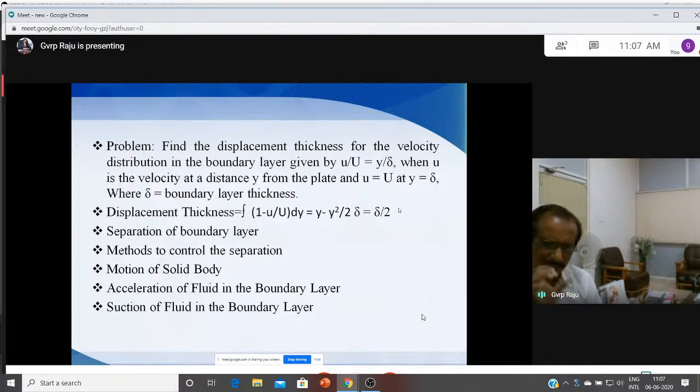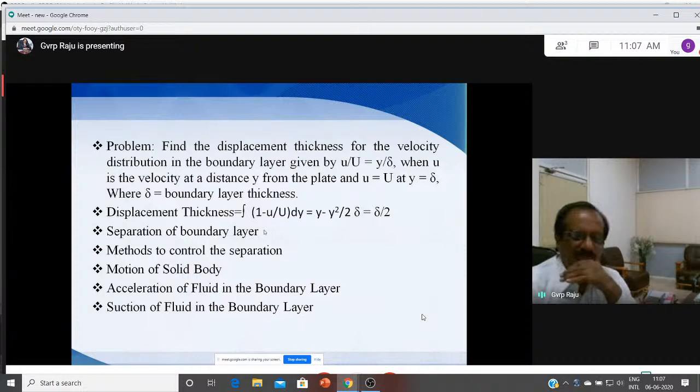Very simple problem. If you know the equation and if you know what is what, then you can easily solve the problem. Then the other topic is separation of the boundary layer, and methods to control the separation. This is also another important discussion.